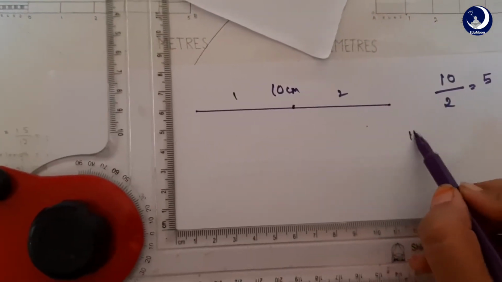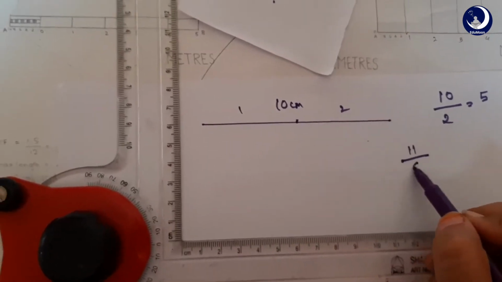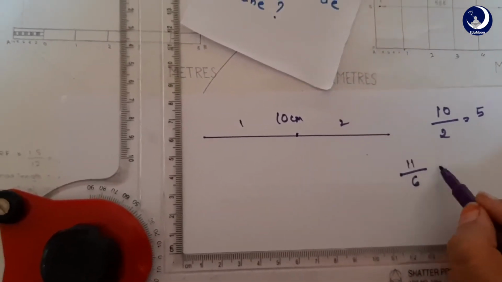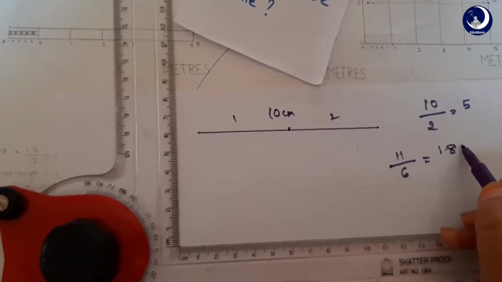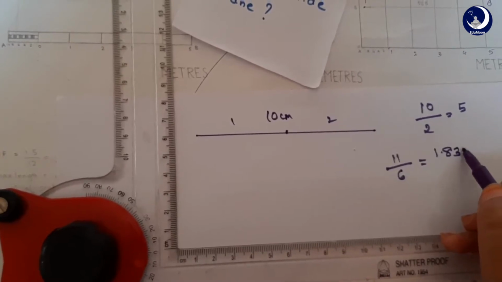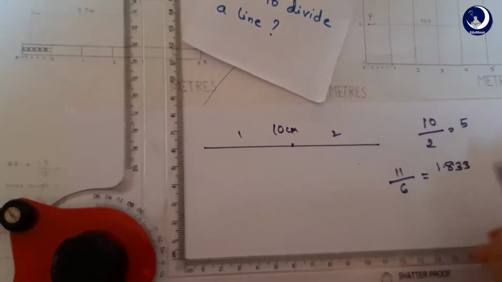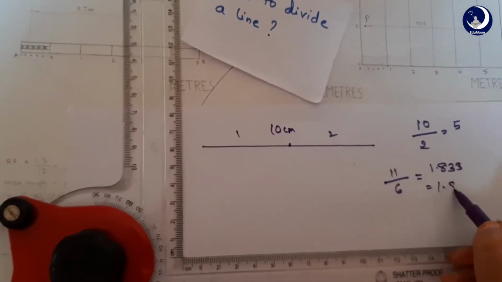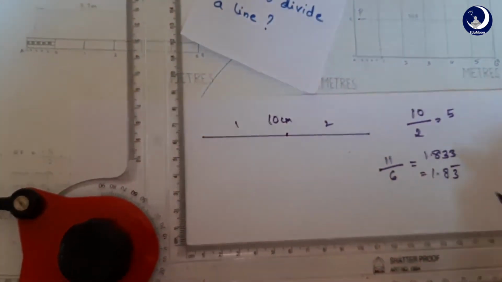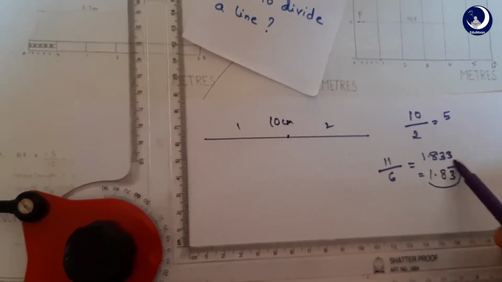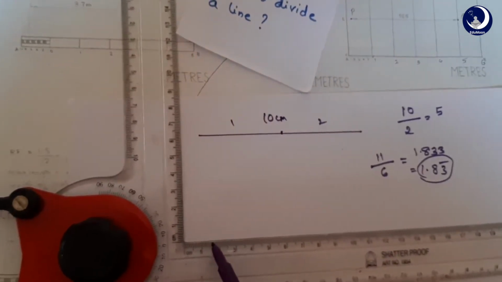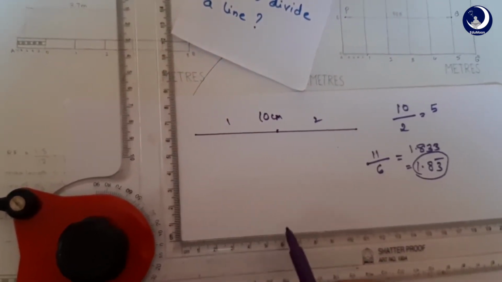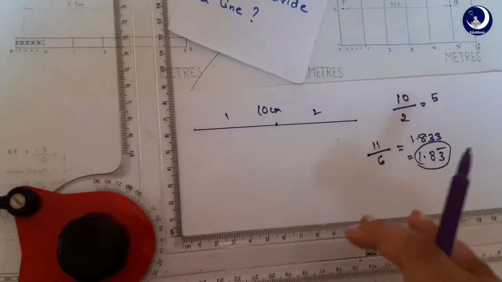Let us say we have to divide an 11 centimeter line into 6 parts. So then we have to do 11 by 6, which is going to be 1.833, so that is 1.83 bar. So it is very difficult to locate 1.83 bar on the scale. Maybe the first time we'll locate it and round it off, but locating it again and again to divide it into 6 equal parts is going to be difficult.